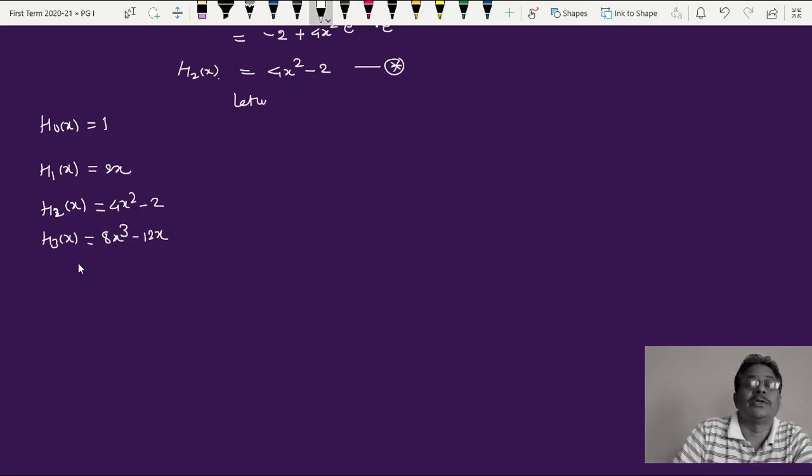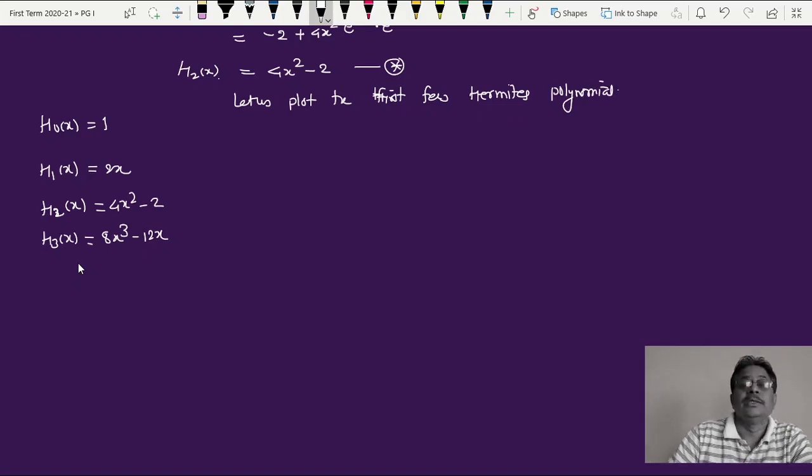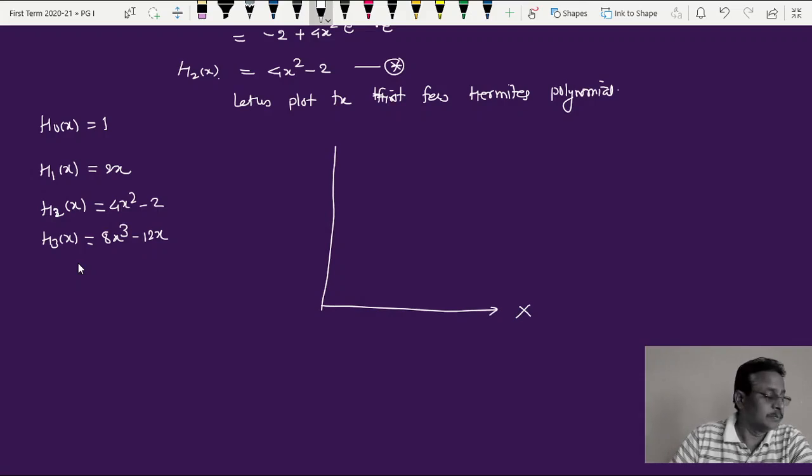Now let us plot the first few Hermite polynomials. If you want to plot, you can. This is a very simple function. This is my x axis, and here it should go down. Now this is 0, then 2, 4, 6, 8 and so on, and here it is minus 2, minus 4 and so on. So this is my hn of x, and this is minus hn of x.